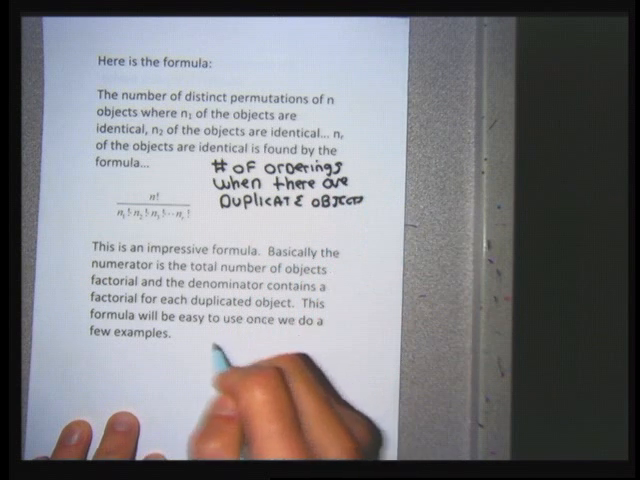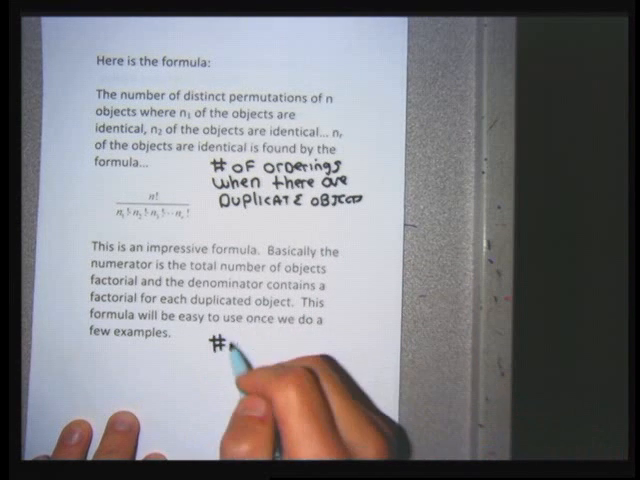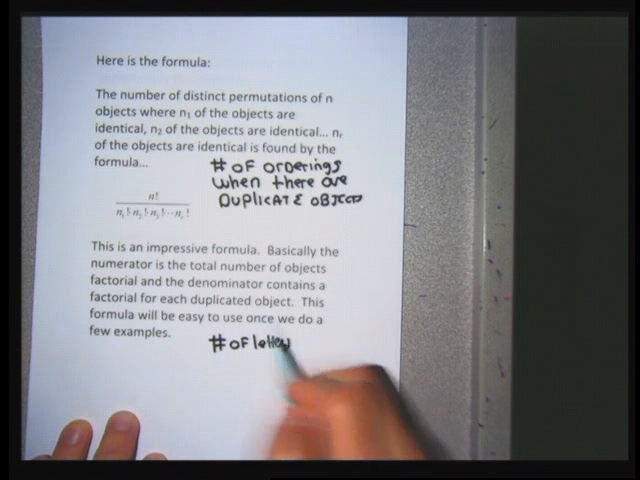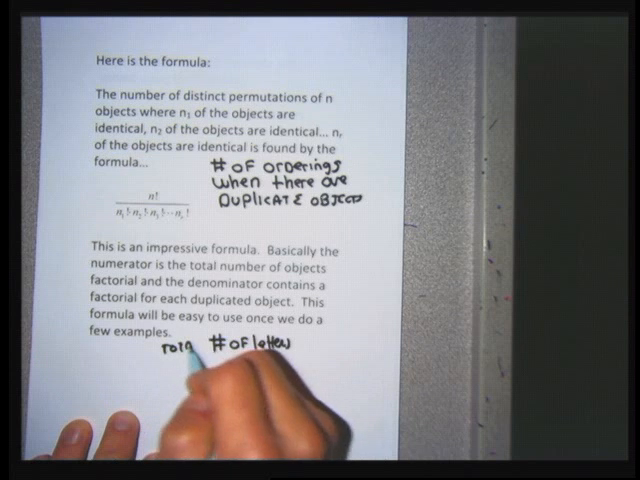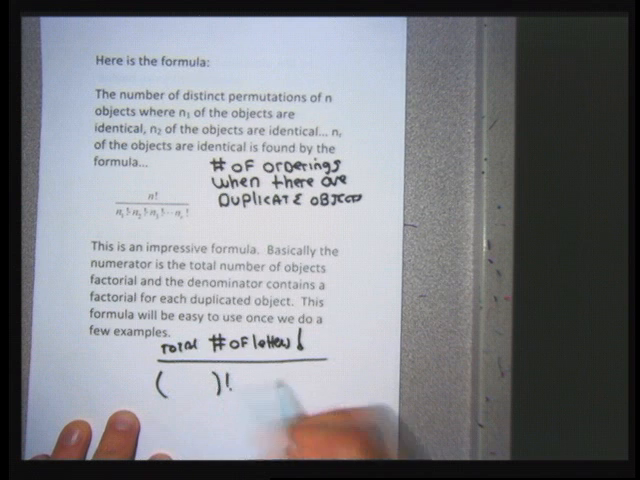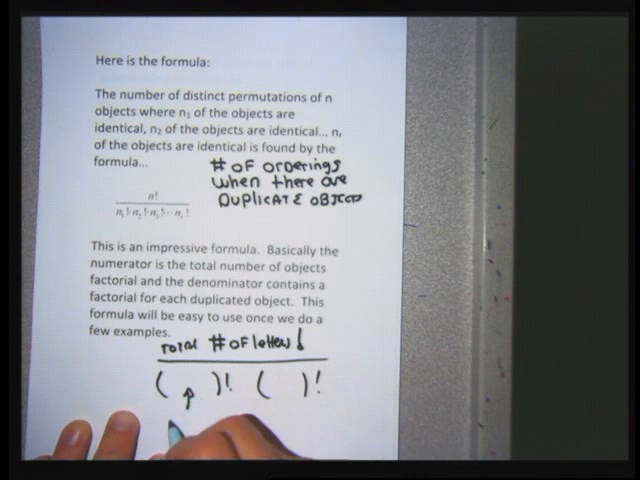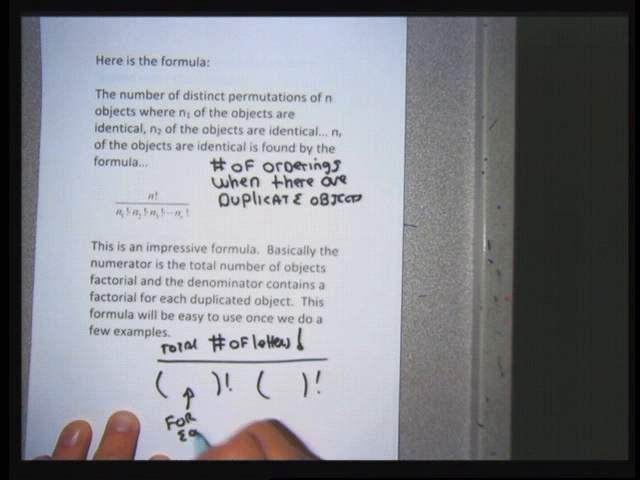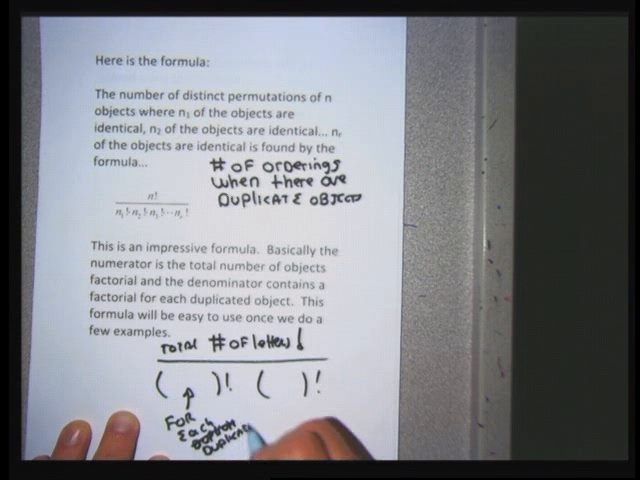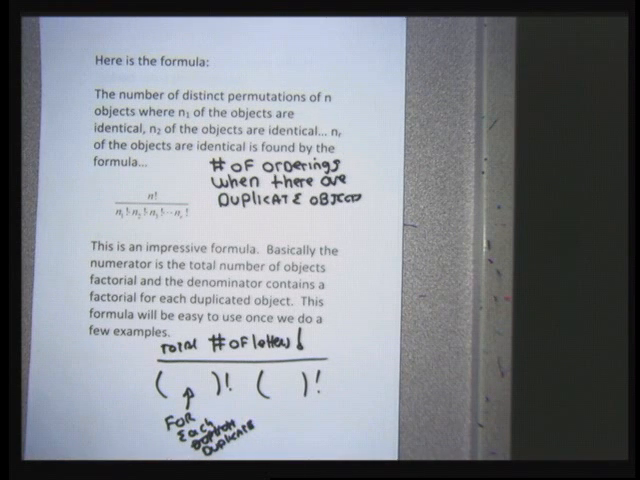The numerator will have the total number of letters, because mostly we're going to use this for letters, factorial. And the denominator is going to have a factorial for each duplicate letter and how many times it occurs. So the denominator could have as few as 1 factorial if there's only 1 duplicate letter. We could have 10 factorials if there's 10 duplicate letters.